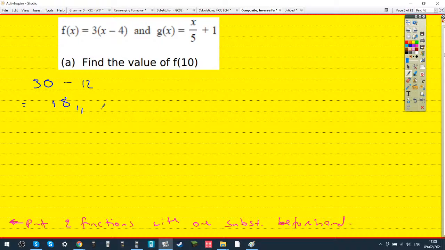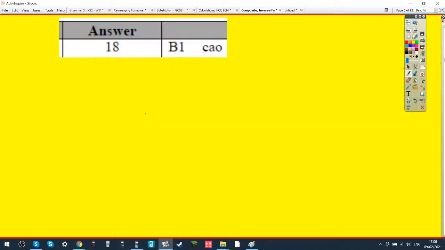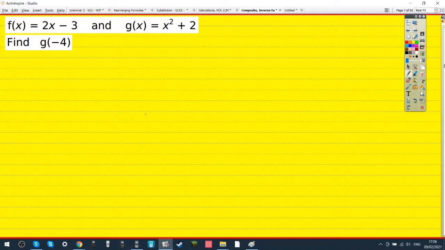So if they had asked you for the g of 10, you would have to do 10 over 5 plus 1. You would sub 10 into g. They ask you for the f of 10, and so you sub it into the f function. Yep, how about this one? Okay, try this. Find g.